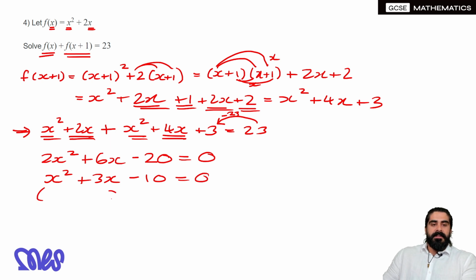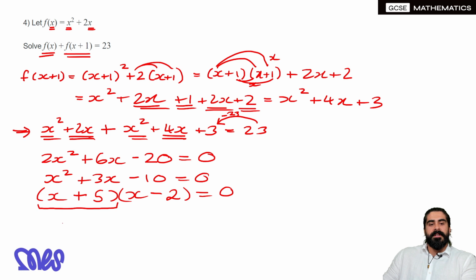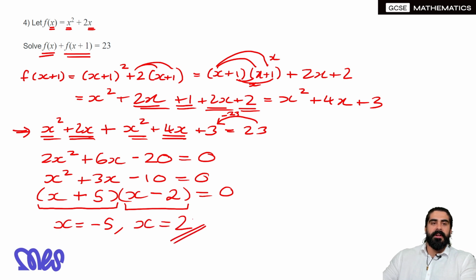Now we can factorize and solve. So we've got x and x, 10 is 5 and 2. To make plus 3, we need plus 5 and minus 2. So either x plus 5 equals 0, which means x equals minus 5, or x minus 2 equals 0, which means x equals 2 when we rearrange. And those are our solutions for question 4.